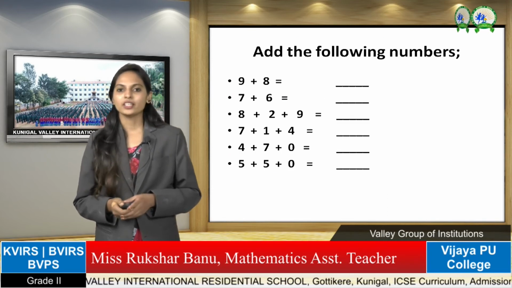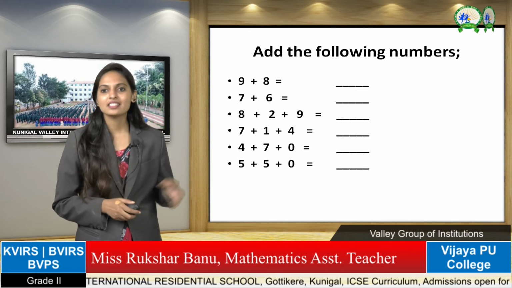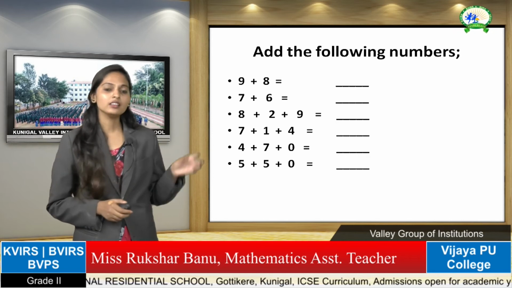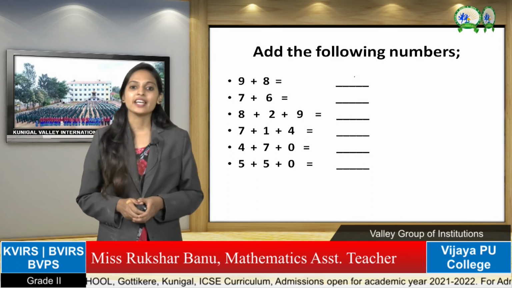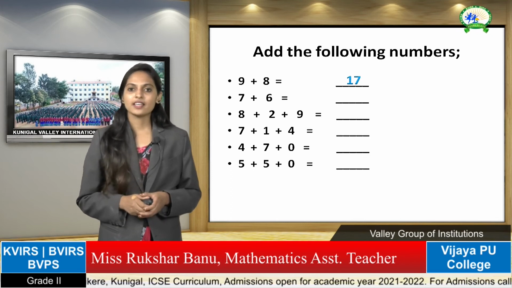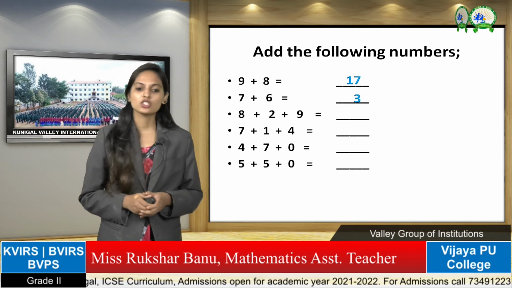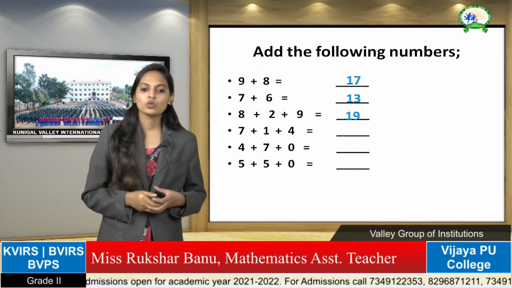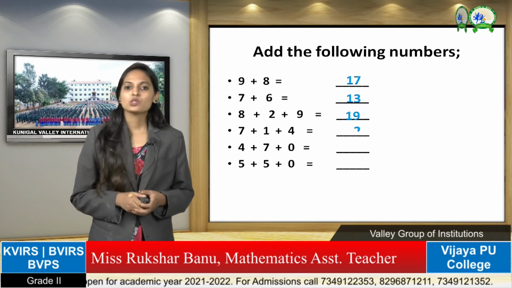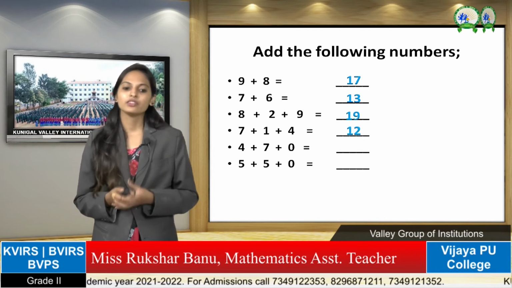Next, add the following numbers, which means you have to add these numbers and write the answers in the given blanks. First one is 9 plus 8 is equal to what? Yes, that is 17. 7 plus 6 is equal to what? 13. 8 plus 2 plus 9 is equal to what? 19. 7 plus 1 plus 4 is equal to 12.